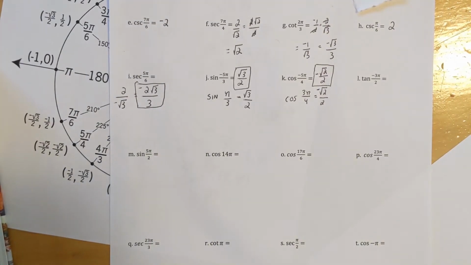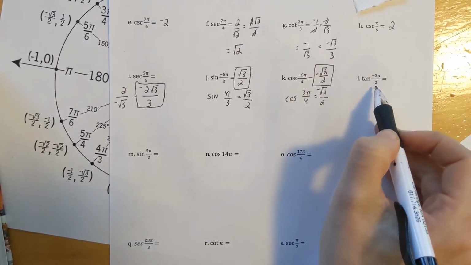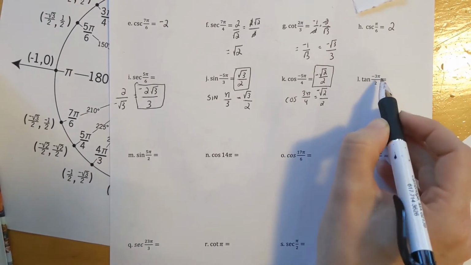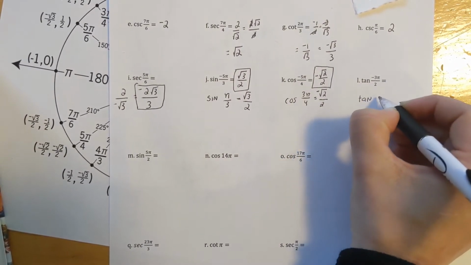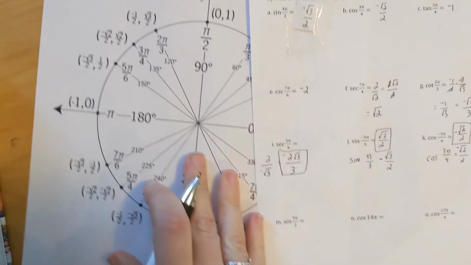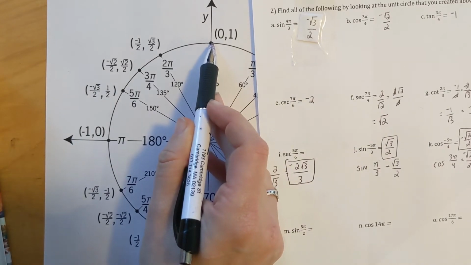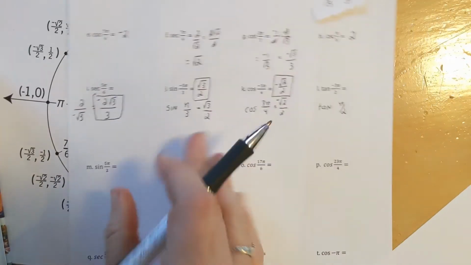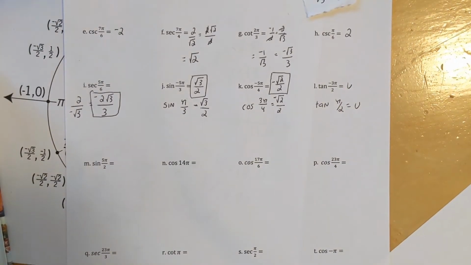Tangent of negative 3 pi over 2. Again, I'm pretty much always, for these ones, adding 2 pi. Adding 2 pi is the same as adding 4 pi over 2. So when I do that, you end up with pi over 2. And then I can find that on my table. Pi over 2, that's right here. So tangent of that is 1 divided by 0, which is undefined. So those are both undefined. Can't divide by 0.